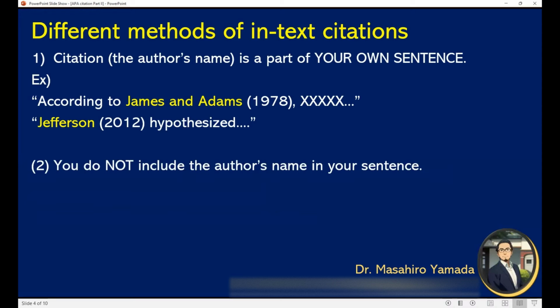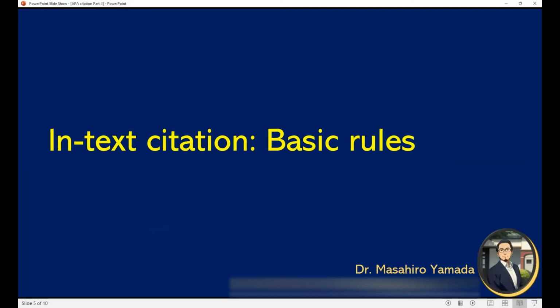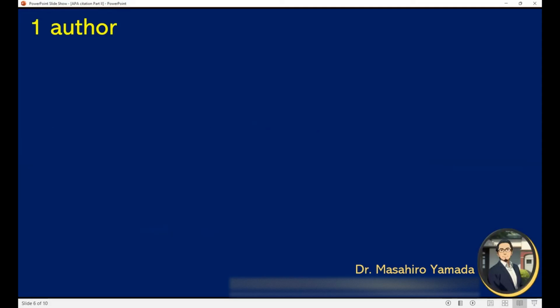Another method is you just don't include the author's name in your sentence. And if you remove the citation, the grammar should still make perfect sense. So those are two different methods, but there's nothing wrong with either of them. You could use both. I use both methods depending on the situation. So we're going to learn both rules.